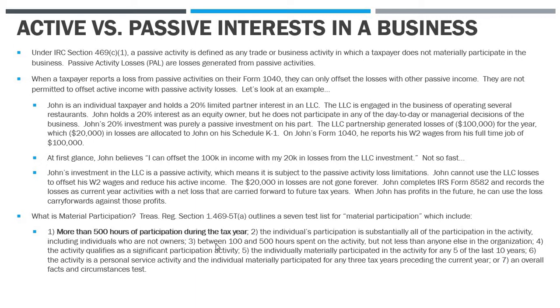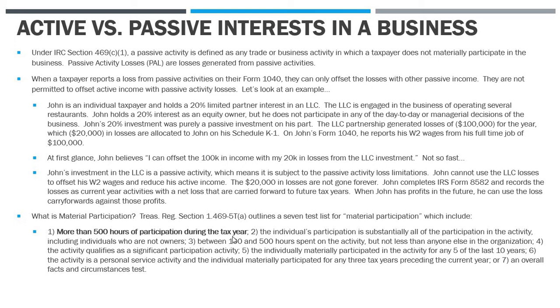The third option, you fall somewhere in the middle here. You have between 100 and 500 hours spent on the activity, but not less than anyone else in the organization. So a similar kind of issue. You're between 100 and 500 hours spent during the year, and there are other people that work with you, let's say other owners or other employees, but you spend more time working on the business than they do. If that's the case, then it's an active business to you. You still get that active participation element.